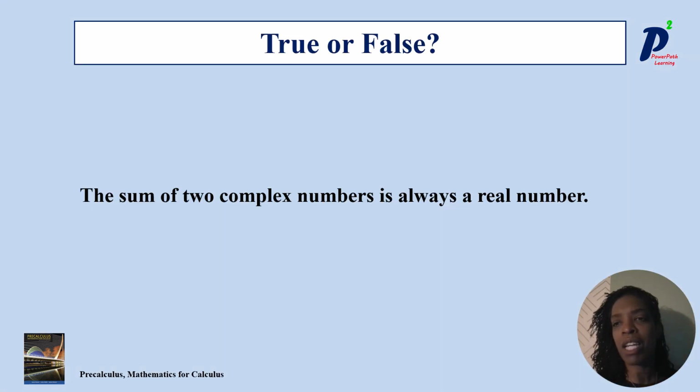Congratulations, you are a champion of arithmetic with complex numbers. Now, before we go, let's do a quick true-false statement check. The sum of two complex numbers is always a real number, true or false. Turn to your classmate and discuss.